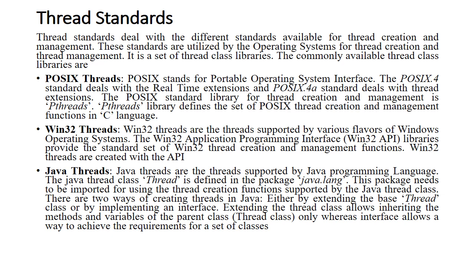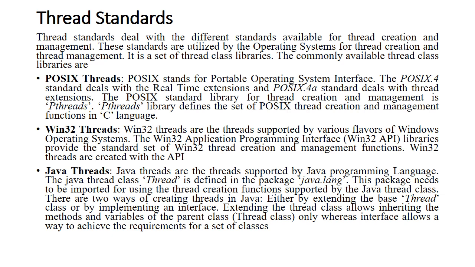Thread standards deal with the different standards available for thread creation and management. These standards are utilized by the operating systems for thread creation and thread management. It is a set of thread class libraries. The commonly available thread class libraries are POSIX threads. POSIX stands for Portable Operating System Interface. The POSIX.4 standard deals with the real-time extension, and the POSIX.4a standard deals with thread extension. The POSIX standard library for thread creation and management is pthreads. The pthreads library defines the set of POSIX thread creation and management functions in C language.